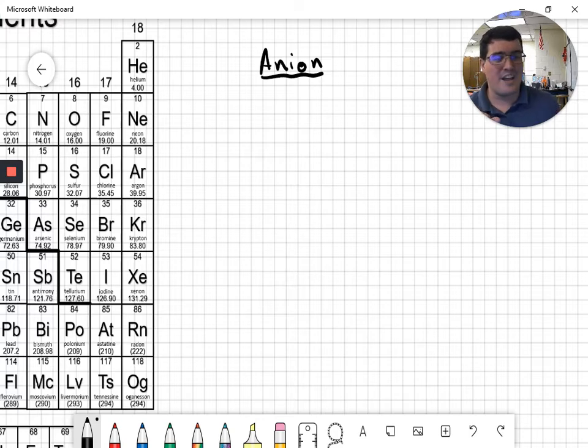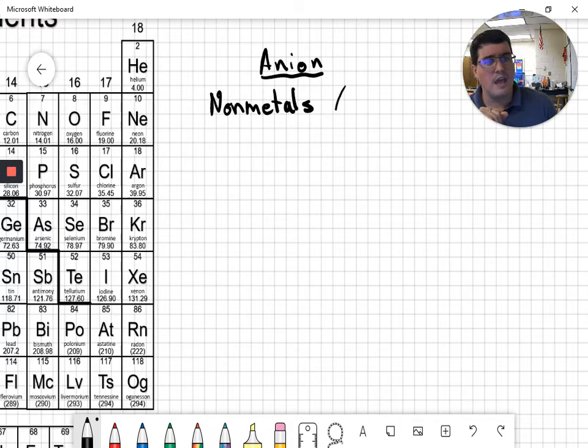Love to write that word out. Anions, remember, are mostly nonmetals. You can have metals becoming anions, but it's super duper rare. We're not going to worry about that in Chemistry 1. Mostly nonmetals do this because they gain electrons very readily. On the right-hand side of the periodic table, remember the nonmetals are on the right side of that stair-step line.